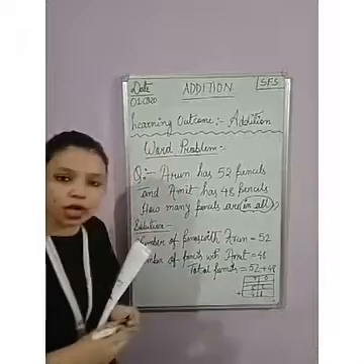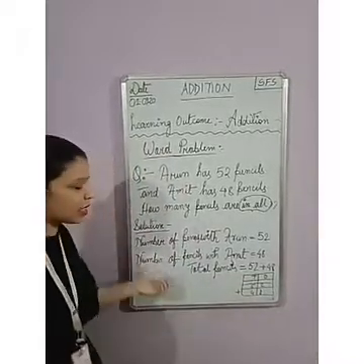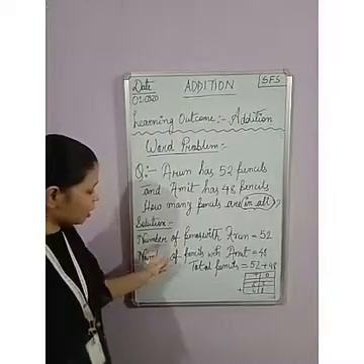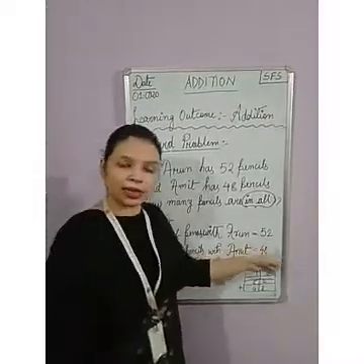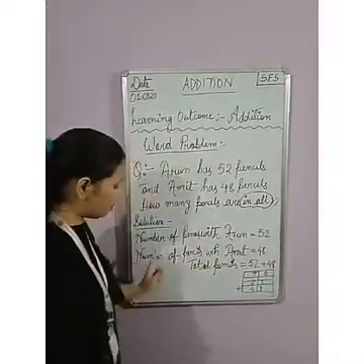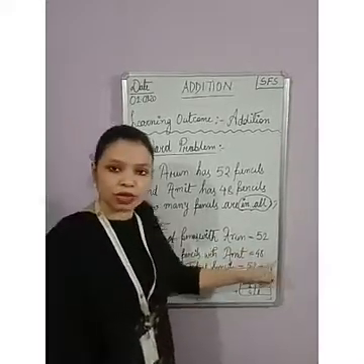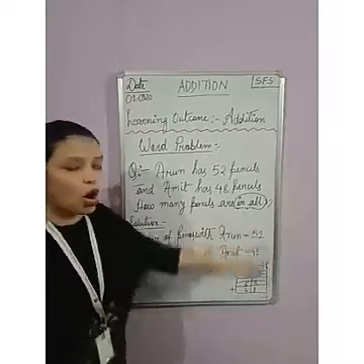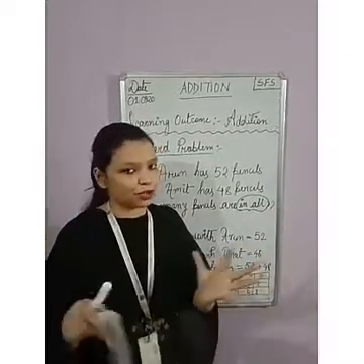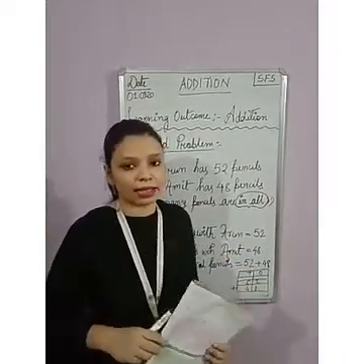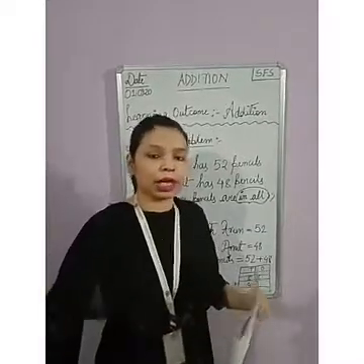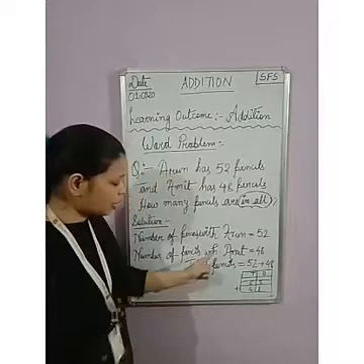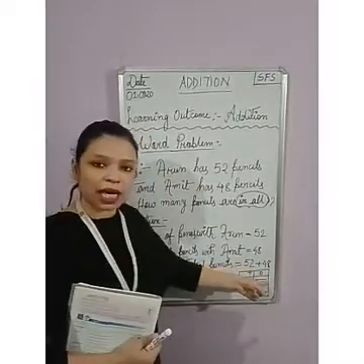The statements I have given are like the introduction of what is given in the question. So I have written: number of pencils with Arun equals 52, number of pencils with Amit equals 48. This is already given in the question. Now what has been asked? In all. In all means addition. We have to combine the number of pencils, that means how many pencils Amit and Arun have together. So total pencils equals 52 plus 48.